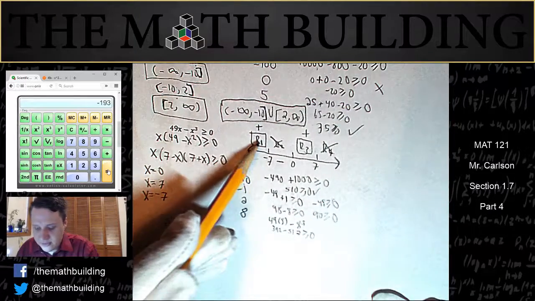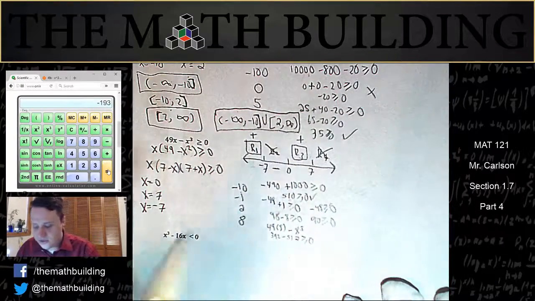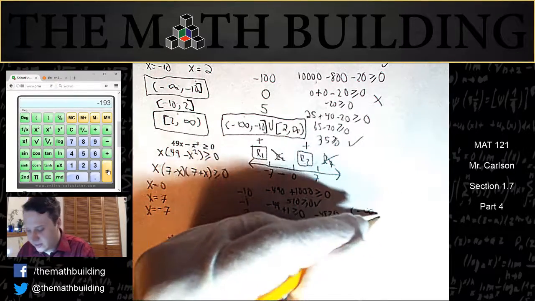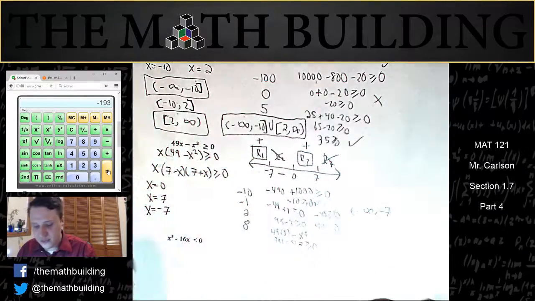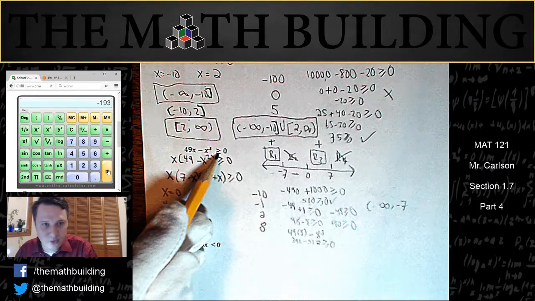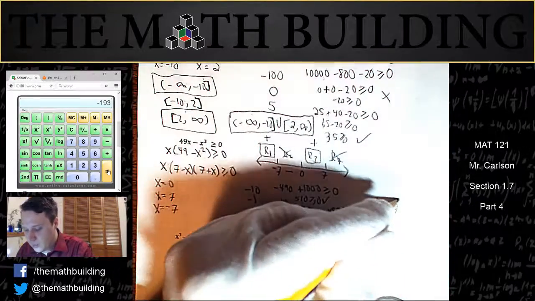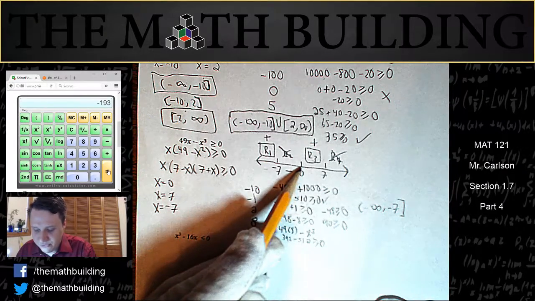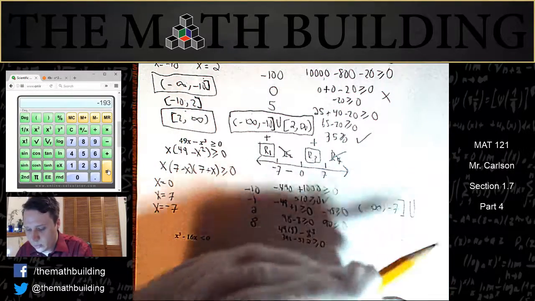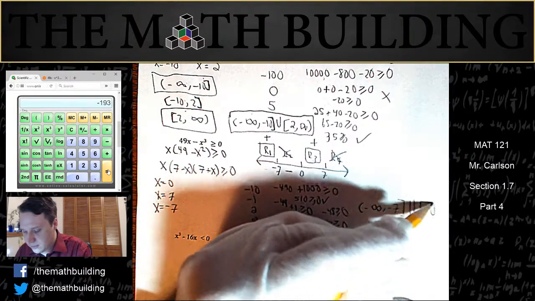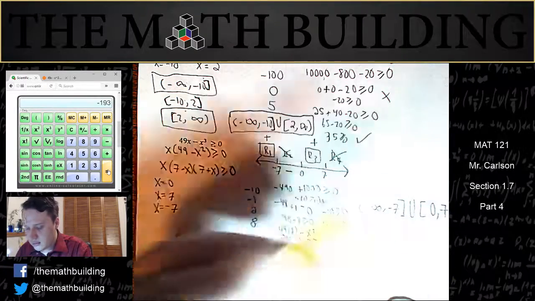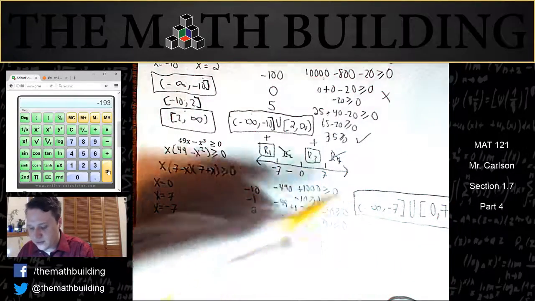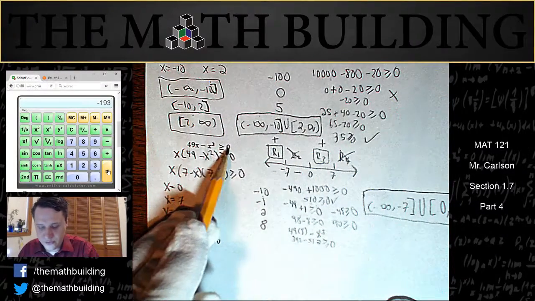So that means our answers live in region 1 and region 3. The answers are going to be -infinity to -7. Let's see if we include -7. We have an equal sign there, so yes, we will. We'll put a bracket around that. Our answers are also going to be from 0 to 7. So we write the OR symbol, brackets, 0 to 7, and you're done. That is the solution set. That is where this equation is bigger than or equal to 0.